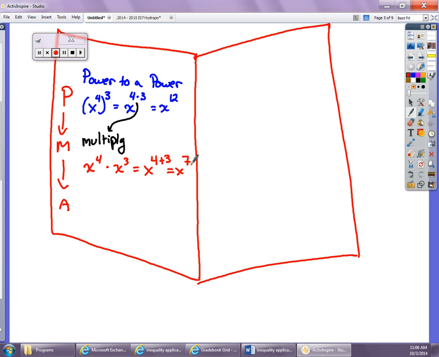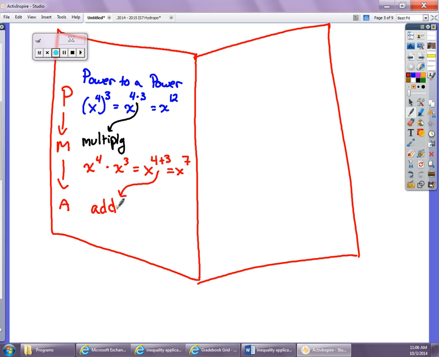So if we can remember the P-M-A, power to multiply to add: if it's raised to a power, we multiply. But if we're multiplying, we essentially are just adding. So we add these numbers. That's a little thing that a lot of people struggle with, what to do. Well, if it's a power to a power, we want to multiply the two numbers, and if we're multiplying, then we want to add them.